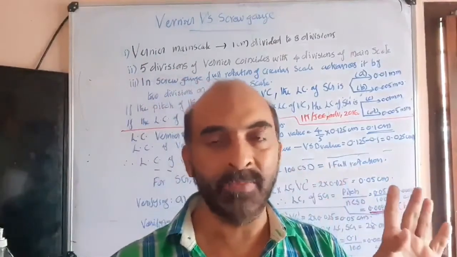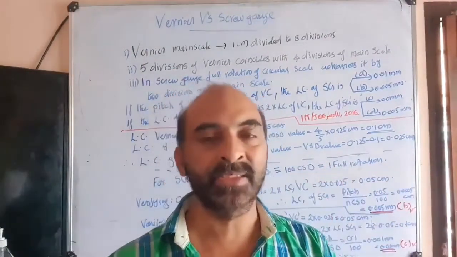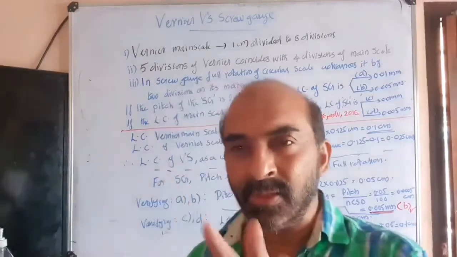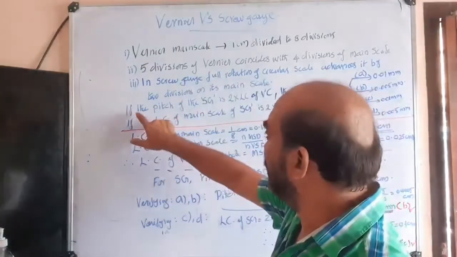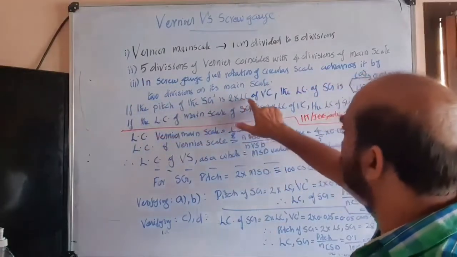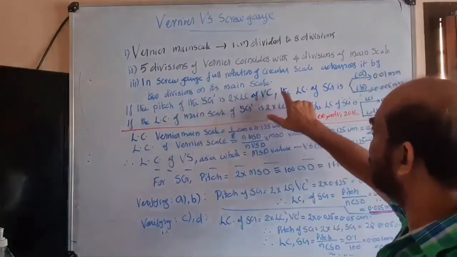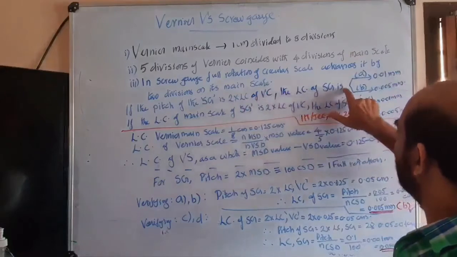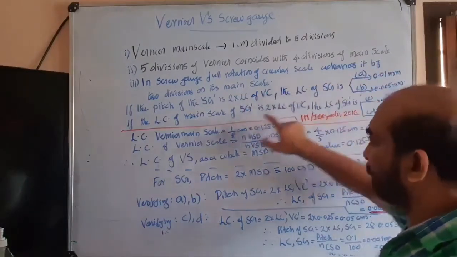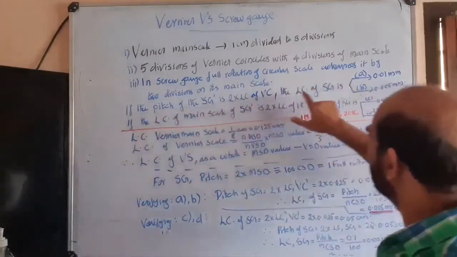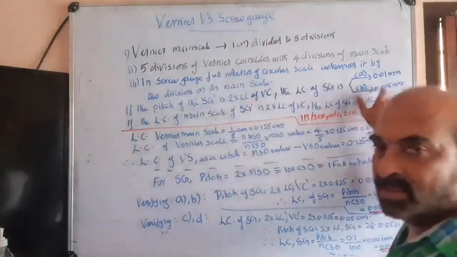You have options A, B, C, D, which are 4 statements. A is like this: if the pitch of the screw gauge is 2 times the least count of the vernier calipers, the least count of the screw gauge is 0.01 millimeter. Then B, again the same sentence, only the value changes.